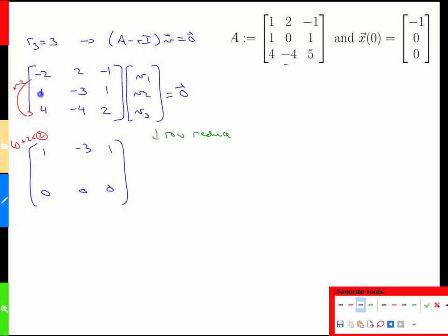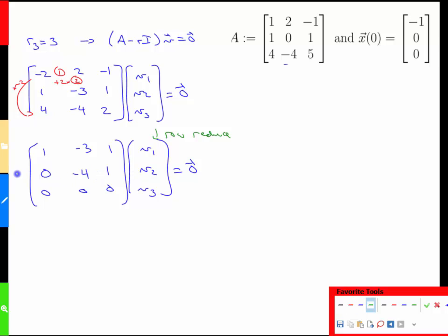That'll give us negative 2 plus 2, which gives us 0. Then we'll have this plus 2 times this, so 2 minus 6 is minus 4. Then negative 1 plus 2 of these is a positive 1. And that gives us a relationship between v1, v2, and v3 that's easier to work with.